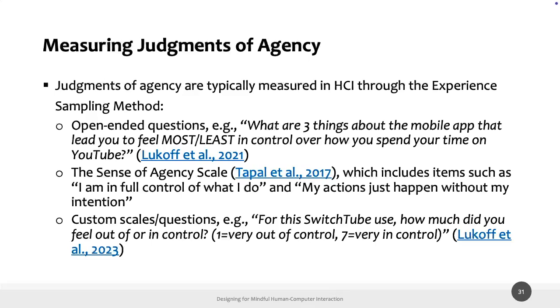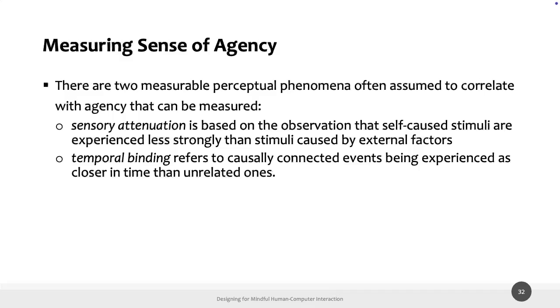They asked their users for this SwitchTube use, how much did you feel out of or in control? From 1 to 7, 1 very out of control, 7 very in control. This is for measuring judgments of agency. What about measuring the sense of agency? So the in-the-moment experience of being able to control my actions. And this is a relatively underexplored domain.